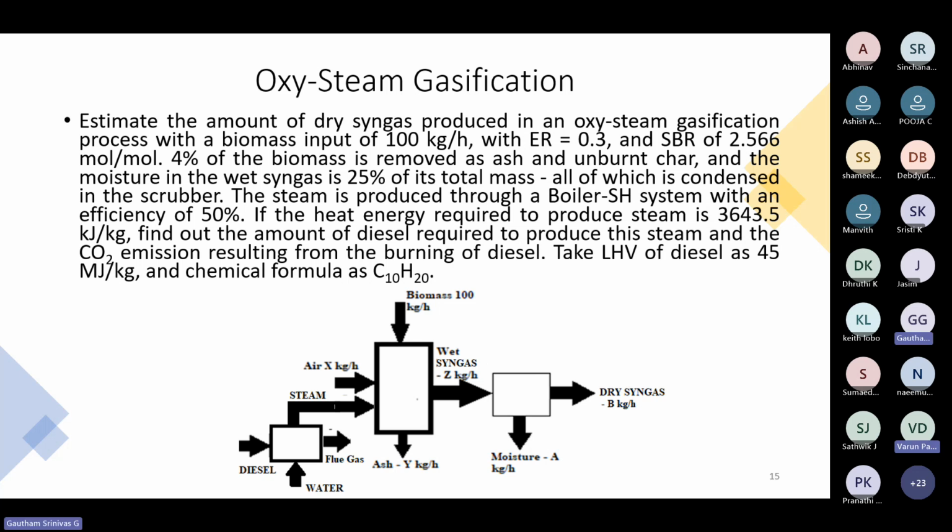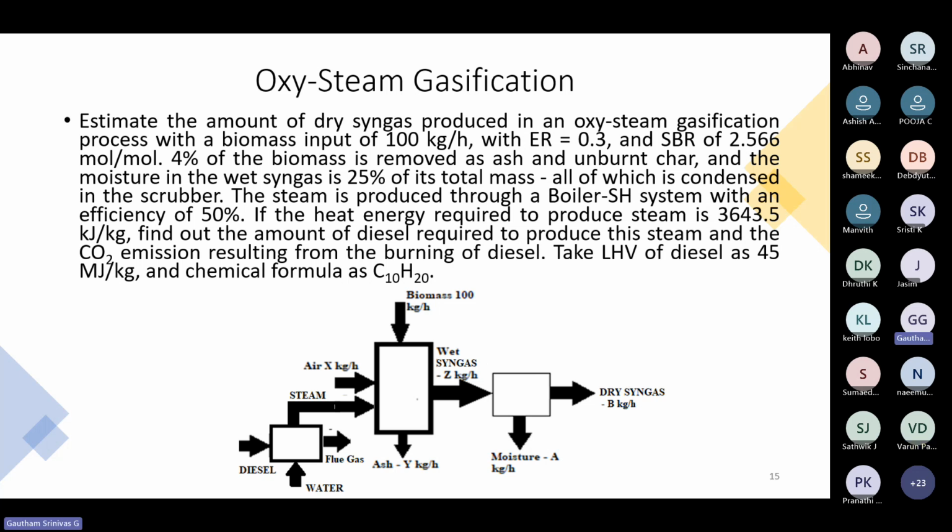But you have 100 kgs here. We have the ER also, so you multiply 1.46 by 0.3, and we get 0.438 per kg of biomass. For 100 kgs, we multiply by 100, so it is 43.8 kgs of oxygen.